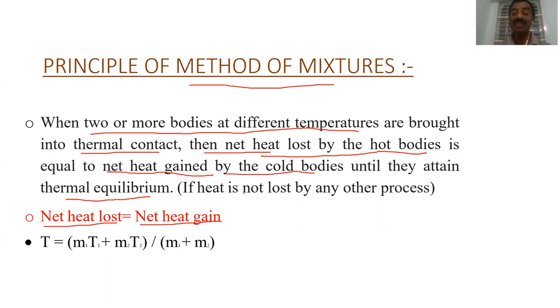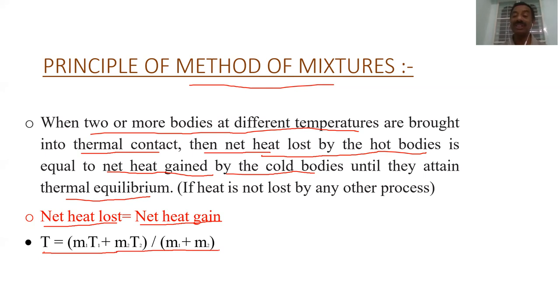When 2 bodies at different temperatures are mixed together, the resultant mixture has a temperature T which is more than the colder body and less than the hotter body. To find the resultant temperature of the mixture, we use the formula: T = (m1 T1 + m2 T2) / (m1 + m2), so we can calculate it with this formula.